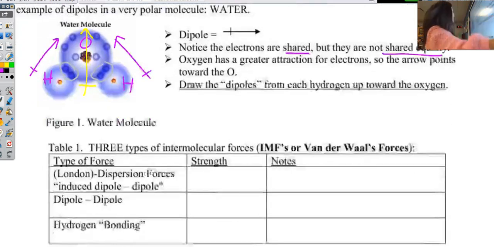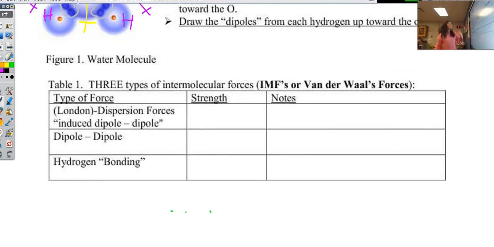Okay, let's come down here. London dispersion. So everybody say London dispersion forces. Sometimes they call them induced dipole, but I've seen them either as dispersion or London dispersion. These are going to be the weakest of all of them. The London dispersion forces are for all molecules.